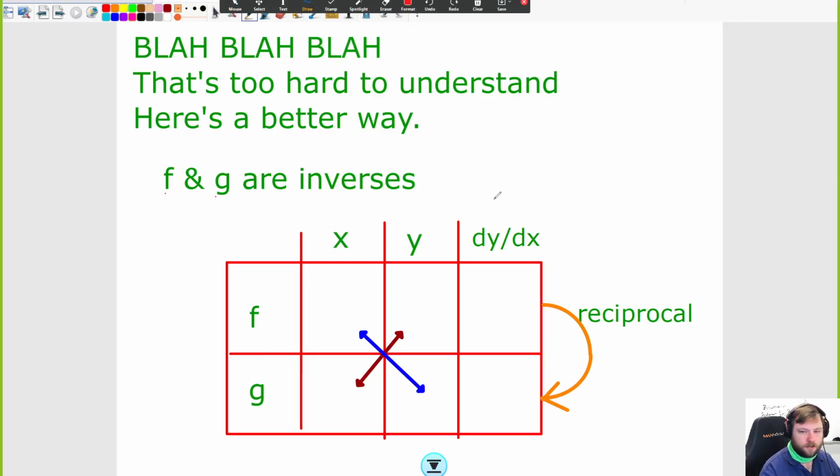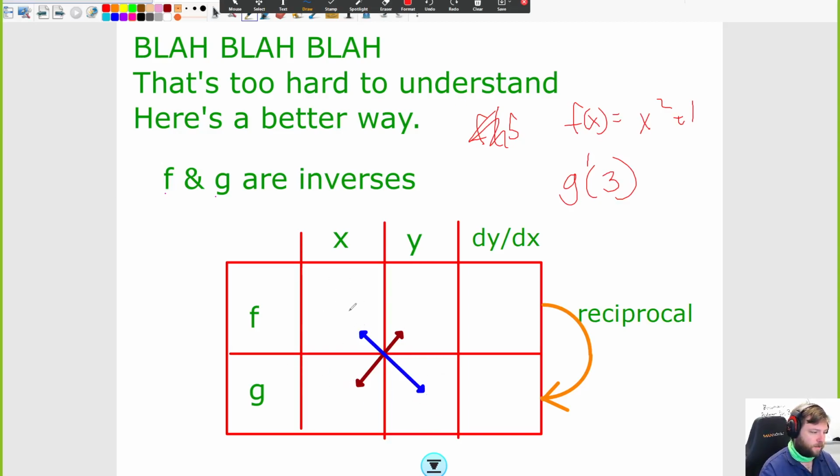So f and g are inverses of each other, and they might say f of x and g of x are inverse functions, and f of x equals x squared plus 1. Find g prime of 3. They'll do stuff where g is the inverse of f. So what I like doing is making this table up. One thing to know with this table is the x value for g is the y value for f. And conversely, the x value for f is the y value for g.